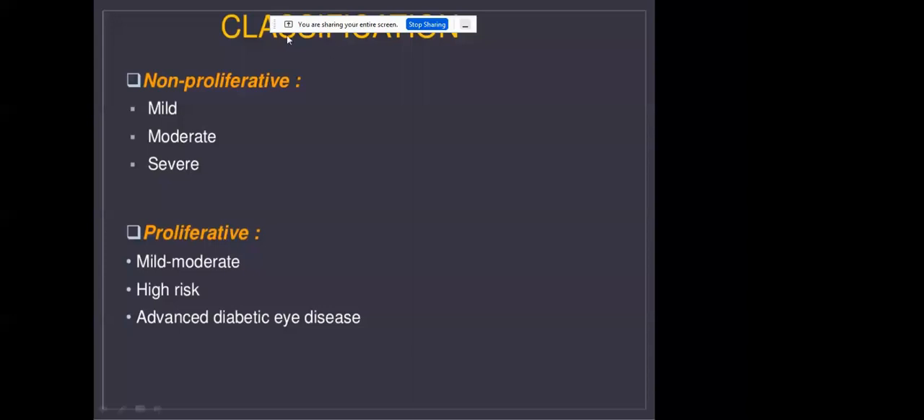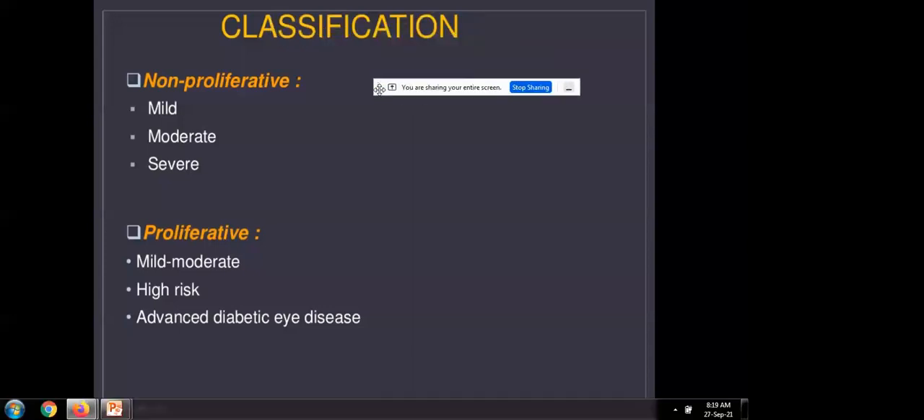So classification of diabetic retinopathy: non-proliferative and proliferative. Very easy. Non-proliferative can be mild, moderate, or severe. Proliferative is if you see any new abnormal blood vessel, or any membrane on the retina, or any massive bleed. That falls under proliferative. Okay, in a nutshell.